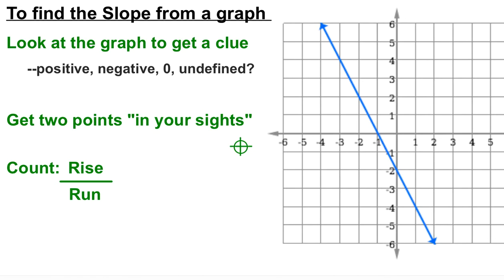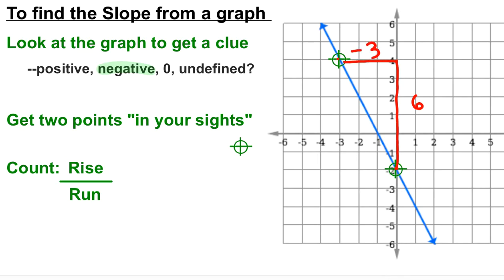All right, let's try another one. Again, first step, just getting a clue. This line has a slope that's negative. It's falling down. So in the end, my answer should be negative. So I pick 2 points, nice points. Maybe that one. Maybe that one. And then we determine how do we get from one to the other in terms of rise and run. So to get from here to here, I go up 1, 2, 3, 4, 5, 6, and run 3.